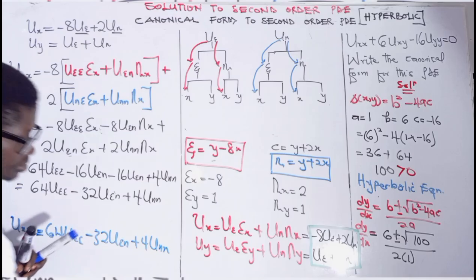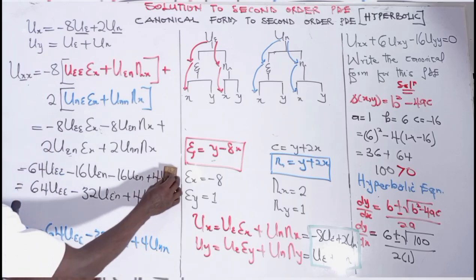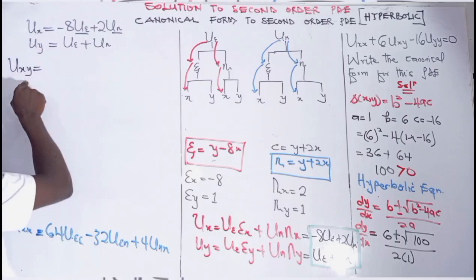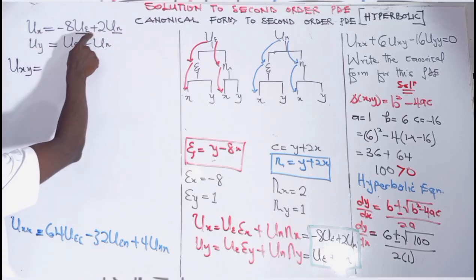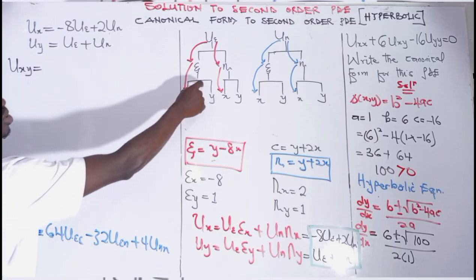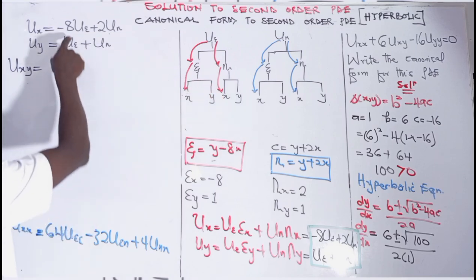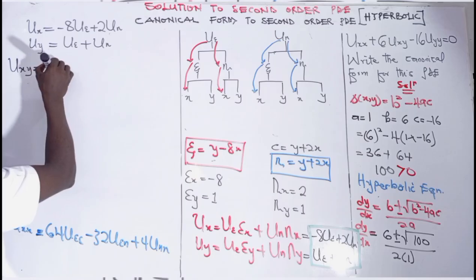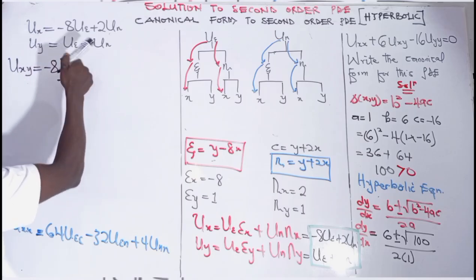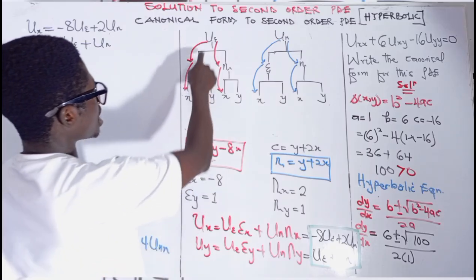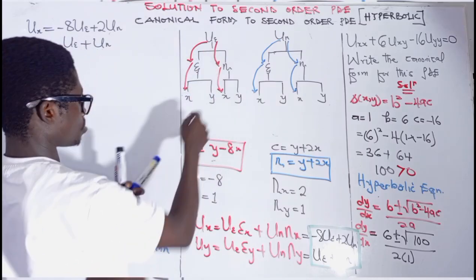Then we want to find the expression for u_xy. So for u_xy, we have u_x here, so you can use the expression for u_x to find our u_xy. But we are going to take the derivative with respect to y. So with this side, we are going to move to the y column. So we are taking the expression for u_x because we have u_x here. So we have minus 8. Then look for the expression for u_ξ with respect to y.